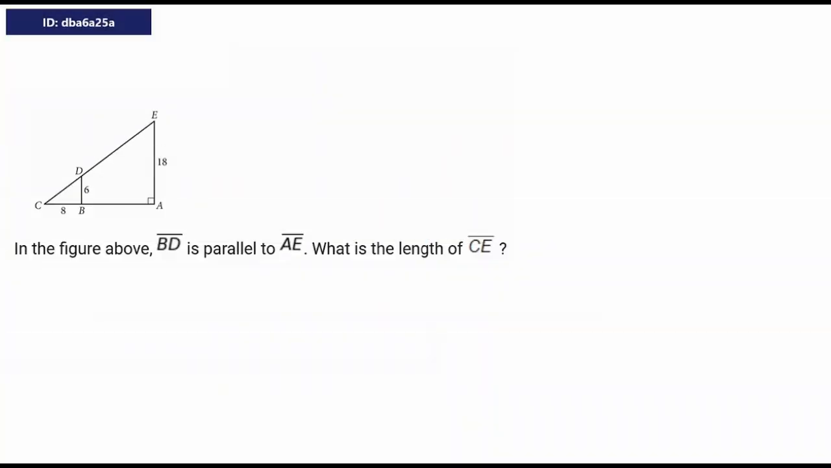This one's a hard SAT geometry problem. It's a little tricky. That's the bad news. The good news is once you understand how to do this problem, it will seem pretty easy, and there's a lot of problems like this on the SAT. Comes up a lot. In the figure above, BD is parallel to AE. What's the length of CE?